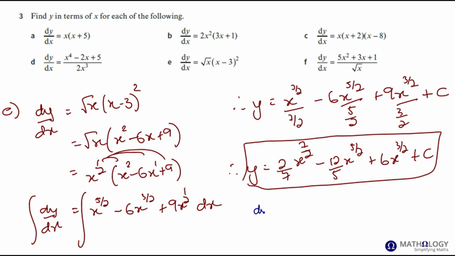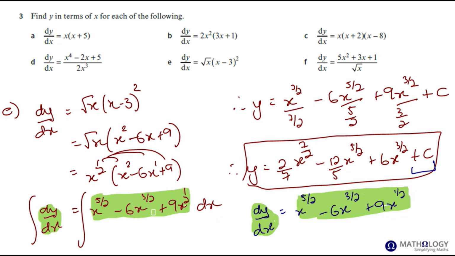And if we differentiate this function, we get 7 over 2 times 2 over 7 is 1. x to the 7 over 2 minus 1 is x to the 5 over 2. Minus 12 over 5 times 5 over 2 is minus 6. x to the 5 over 2 minus 1 is x to the 3 over 2 plus 6 times 3 over 2 is 9. x to the 3 over 2 minus 1 is going to be x to the half, and the derivative of a constant is 0. And we get the expression for dy/dx.